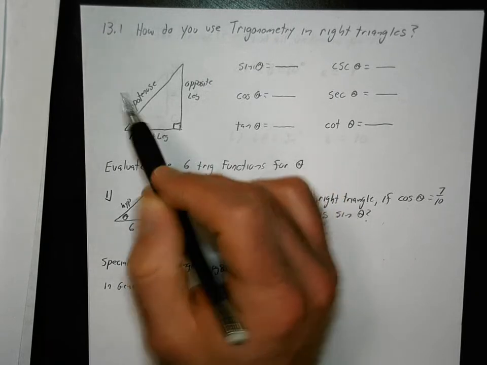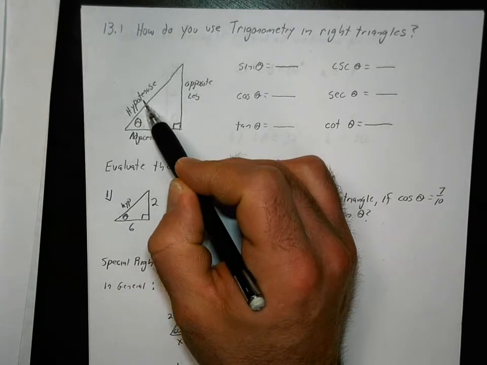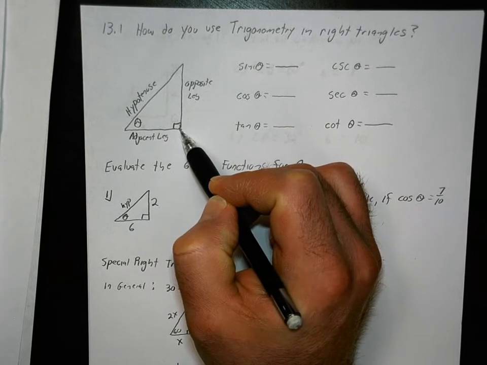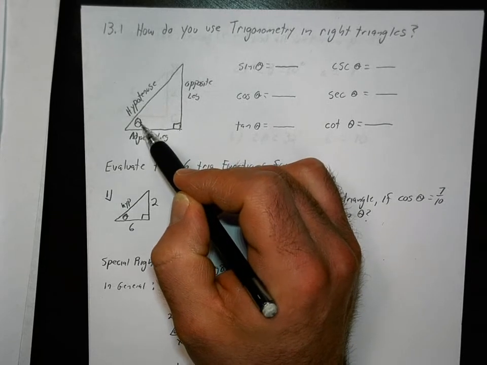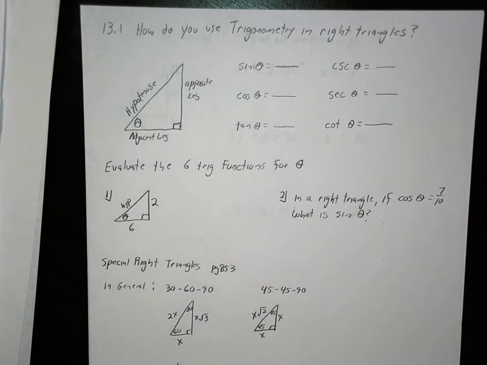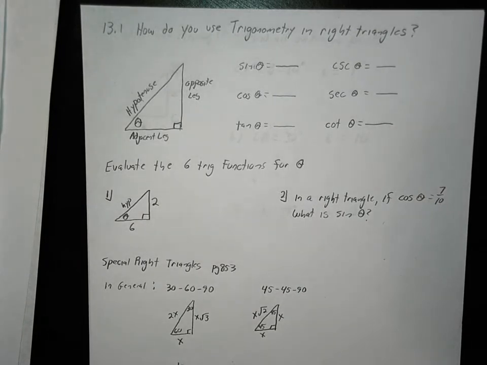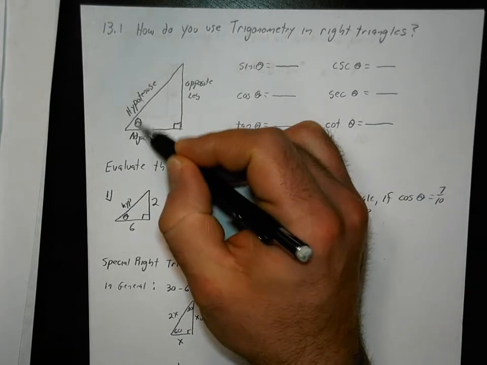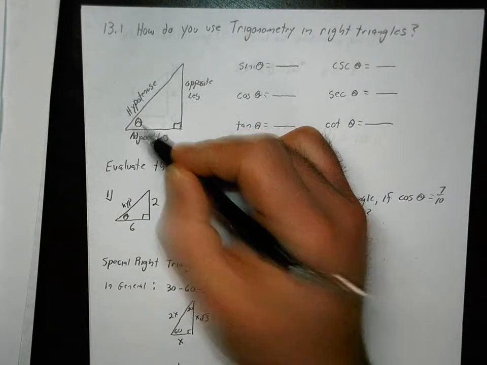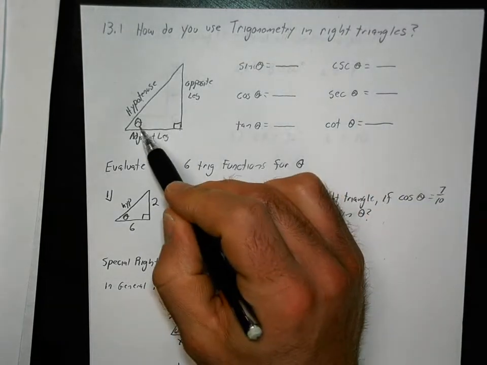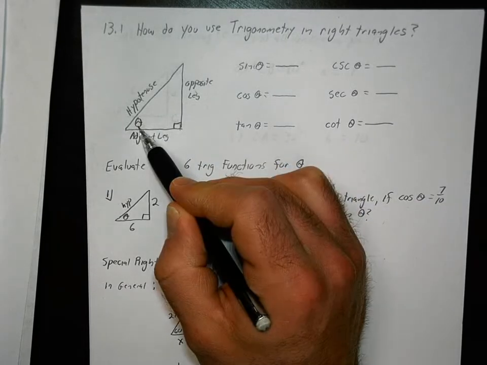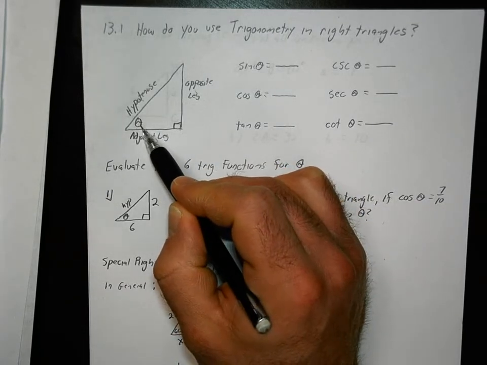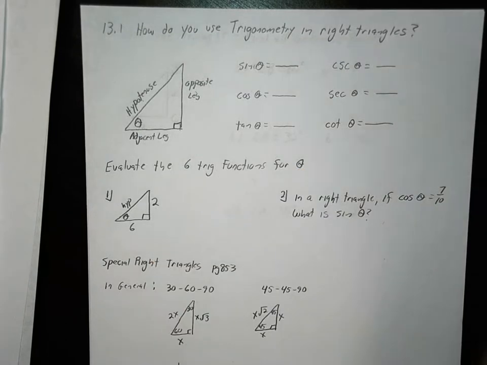The square there means it's a right triangle. We have our hypotenuse that's opposite the right angle. This little variable indicates what the reference angle is. The reference angle is the angle that we're concerned about. This is the Greek letter theta. It's typically used in trigonometry. So if this is our reference angle, this is our opposite leg because it's opposite of the reference angle. This is our adjacent leg because it's right next to the reference angle.